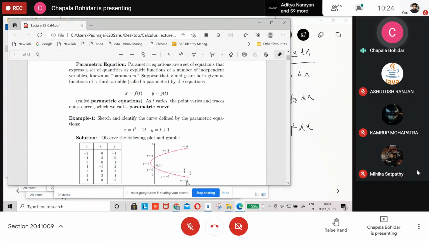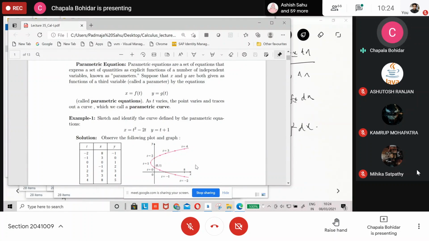So by substituting that value here, t is equal to minus 2, this point, t is equal to minus 1, this point, then this point is your 3, 0, this point is your 8, minus 1, this point, then t is equal to 0, this point, t is equal to 1, this, t is equal to 2, this, t is equal to 3, t is equal to 4, this point. So in total, we find out it is a curve, and that is looking like a parabola.